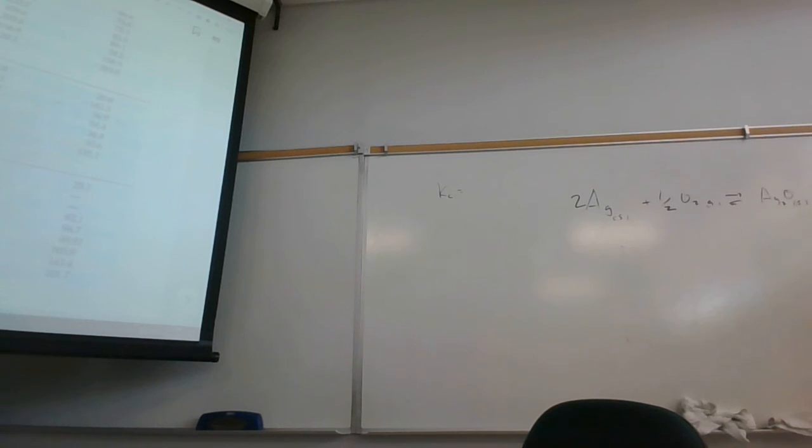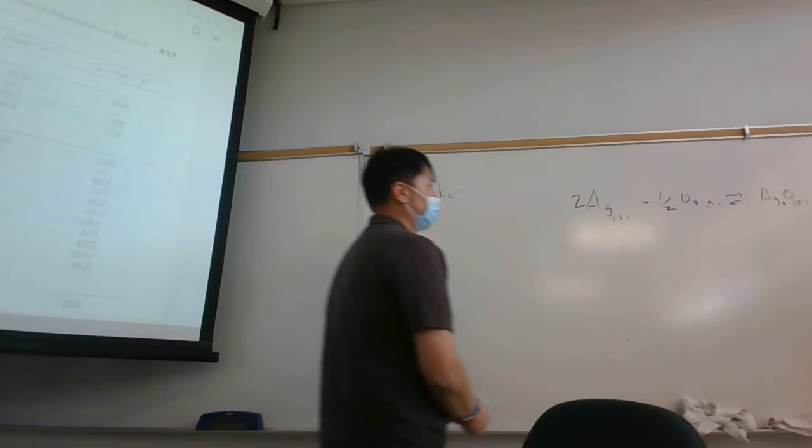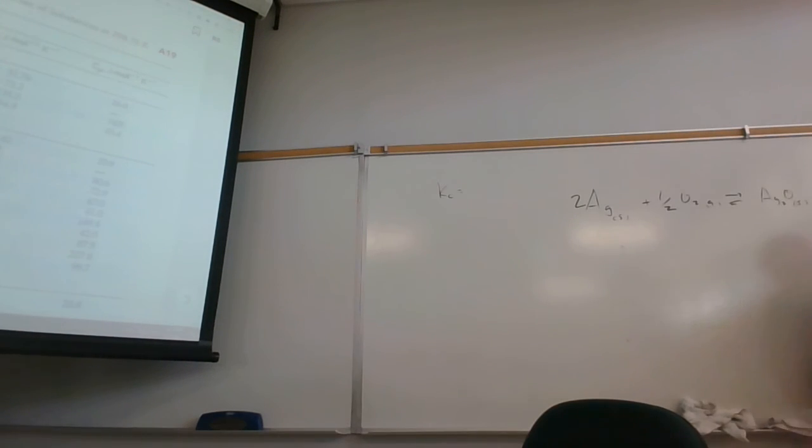Would you be wrong if you just pulled up the partial pressure of O2 raised to the 1/2 and just made Kp equal to the partial pressure of O2 raised to the negative 1/2? No, that's fine. It wouldn't be wrong. It would be fine. So you could do partial pressure of O2 to the negative 1/2. It would be fine.